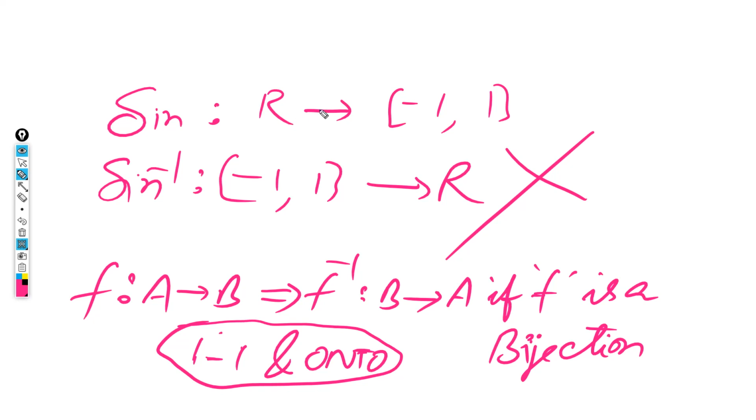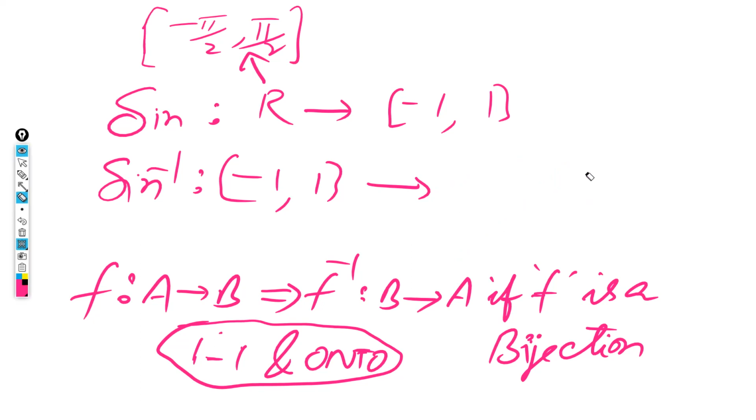That is the reason why the mathematician restricted the domain. He restricted the domain between minus pi by 2 and plus pi by 2, then the inverse is defined. This is a very, very basic point you must know and understand. That is the reason why it has become a big chapter, because of these restrictions.